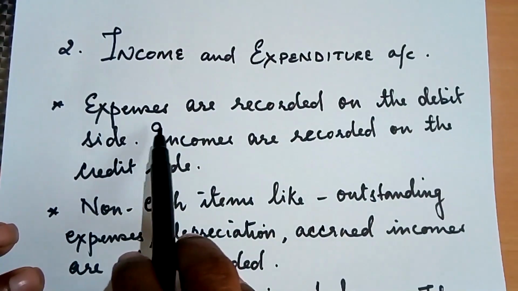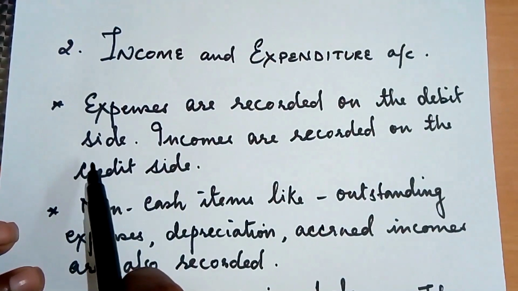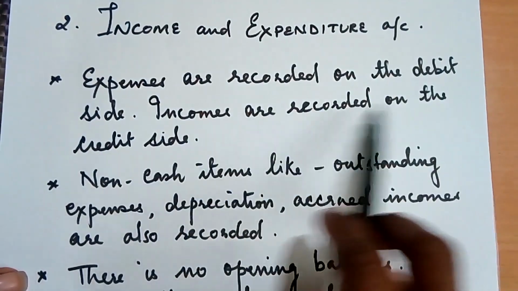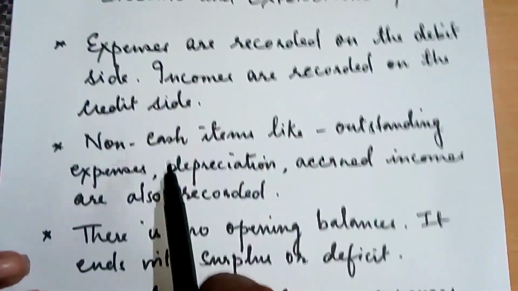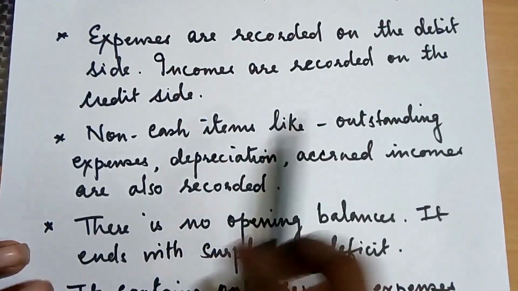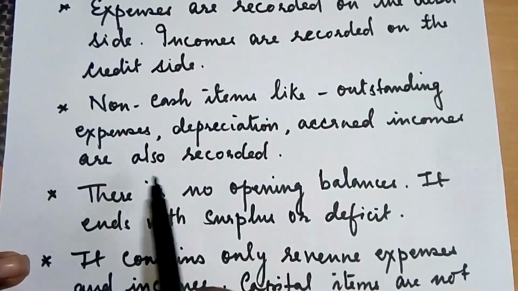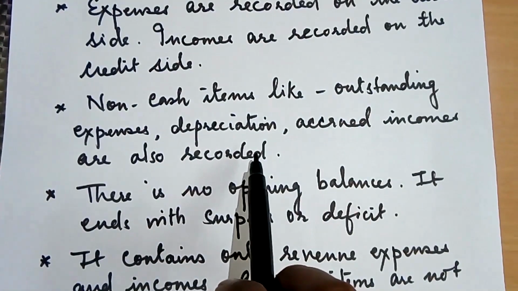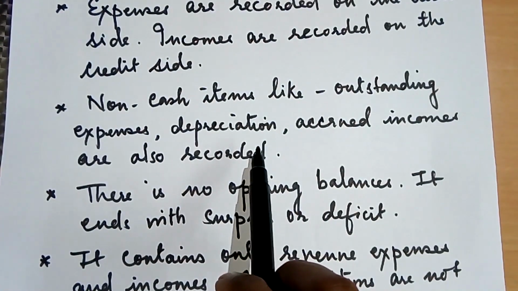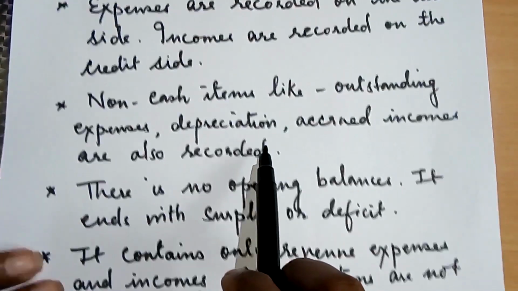Now all the expenses are recorded on the debit side and all the incomes are recorded on the credit side. Non-cash items like outstanding expenses, depreciation, accrued incomes are also recorded. Now in receipts and payments we did not record them, but here we have to record them.